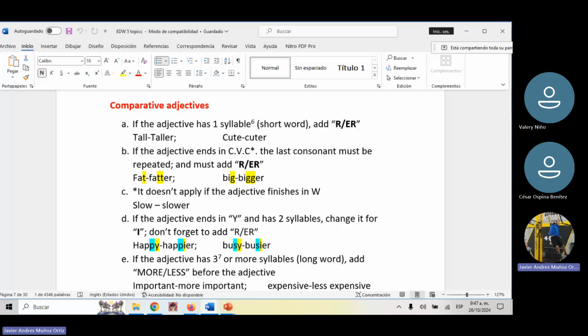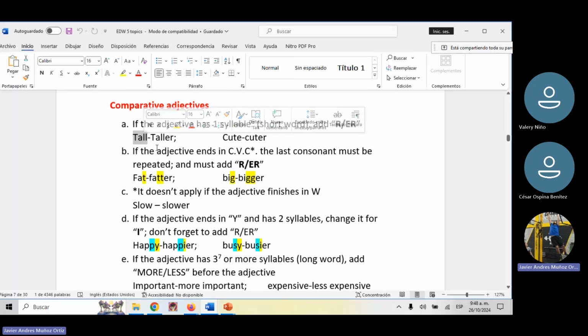Okay, we already know what a syllable is. Why is this important in comparative and superlative adjectives now? Most of the adjectives in English, not all, but most, have one syllable. So if you want to make a comparison with one syllable, we can also think that the word is short. I mean, it doesn't have a lot of letters. When we have a word that has one syllable, we are going to add for comparative adjectives R or ER. Most of the time, ER.